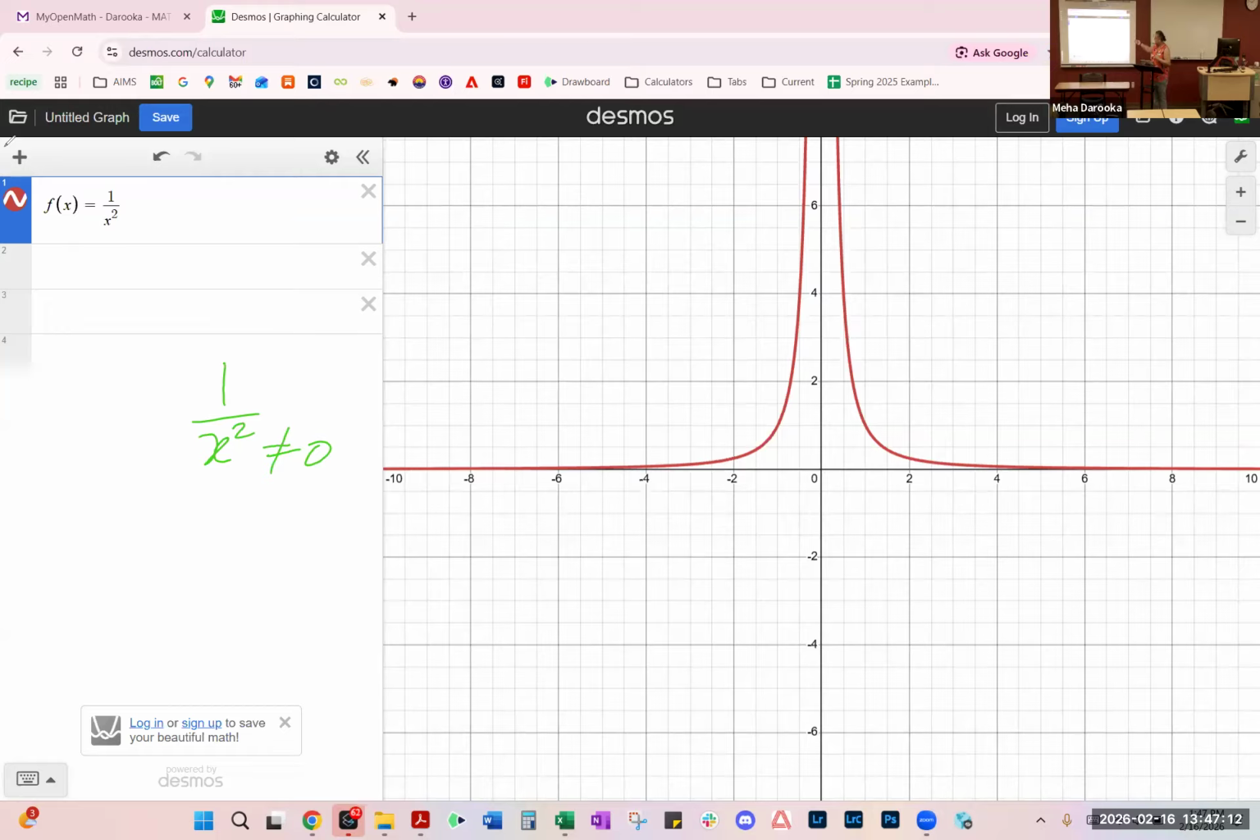And again, on the graphs, we can see, right? We still have that vertical asymptote at x equals 0 because that is not part of our domain. So you can see that same sort of behavior with the reciprocal squared function.